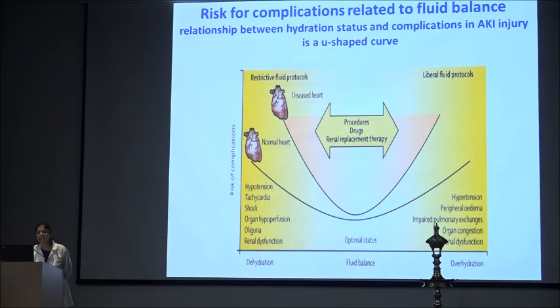So basically, the relationship between hydration status and complications in AKI is a U-shaped curve, which has a very narrow window. When we adopt liberal fluid protocols, the patient can go into fluid overload, and that can further complicate the issue, and the patient can develop renal failure, renal dysfunction, and organ congestion.